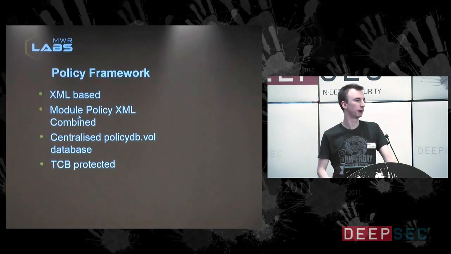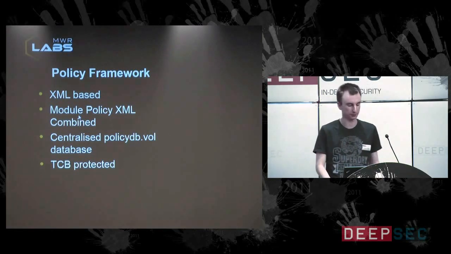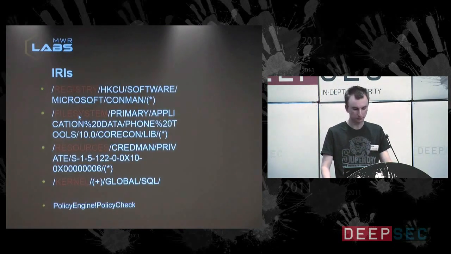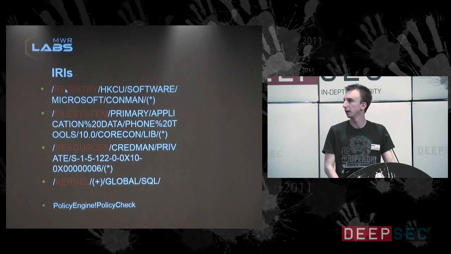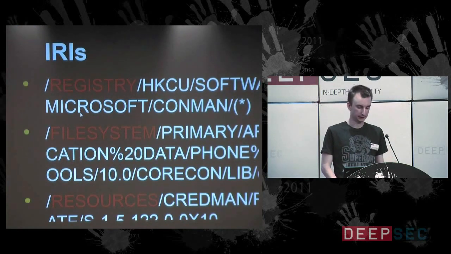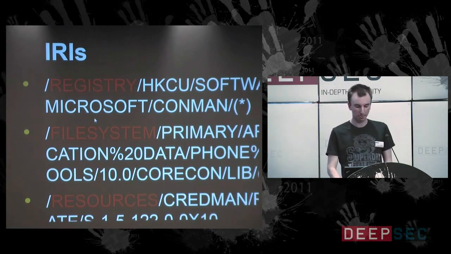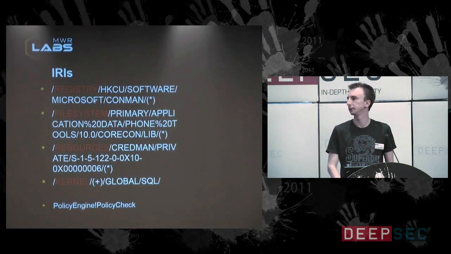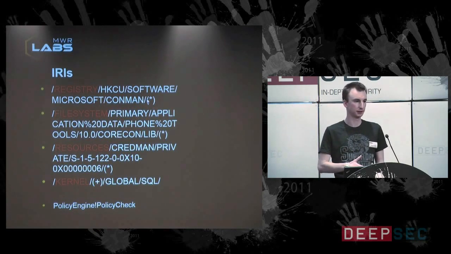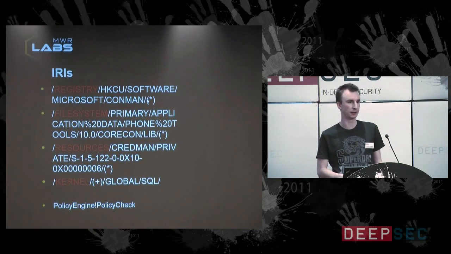And this, of course, is protected by the trusted computing base as well. So to compromise the security policy, you need to compromise the trusted computing base. Policy entries themselves work with these things called international resource identifiers. IRIs basically identify things like the registry, the file system, and resources on the phone. It's quite granular. You can specify single resources, or you can specify wildcard matches. So everything, for example, under a registry subkey will be matched by these IRIs.